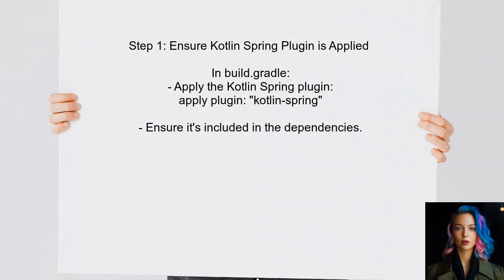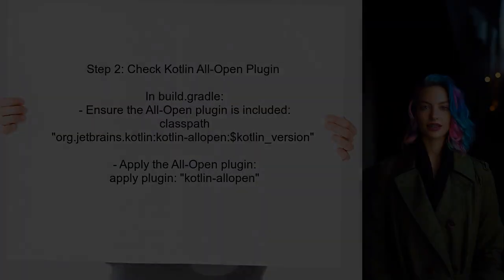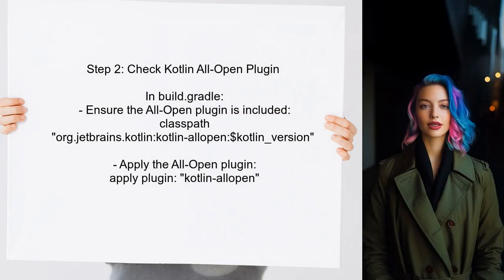To resolve the issue with the class being final, the user should first ensure that the Kotlin-Spring plugin is correctly applied in the build Gradle file. This plugin allows classes to be automatically marked as open. Next, the user should check that the Kotlin All Open plugin is also applied. This plugin is essential for making classes open automatically, which is necessary for Spring to function properly.